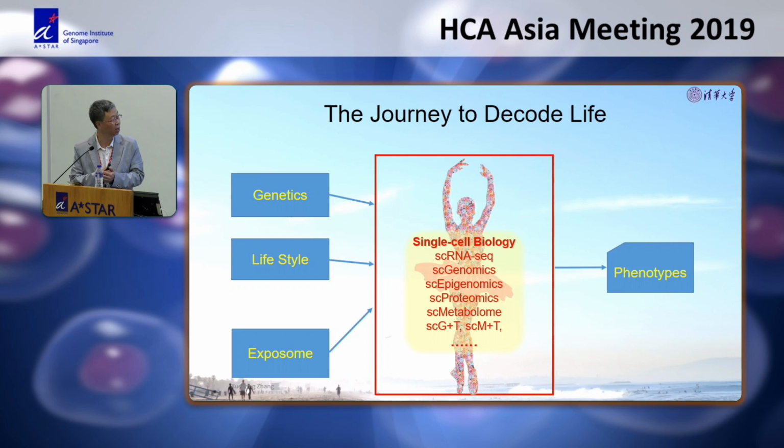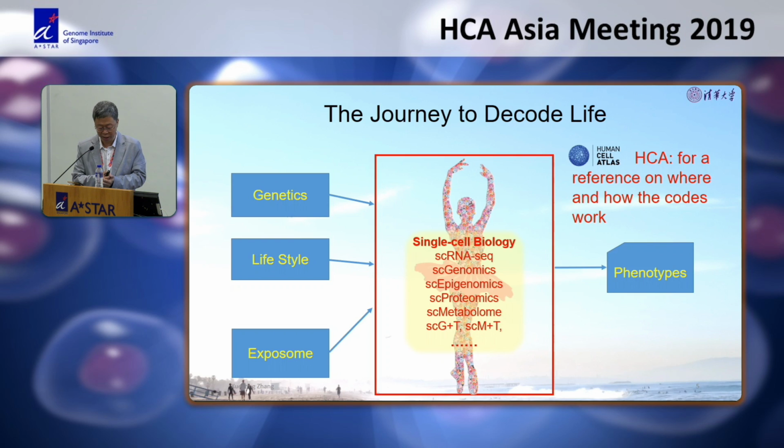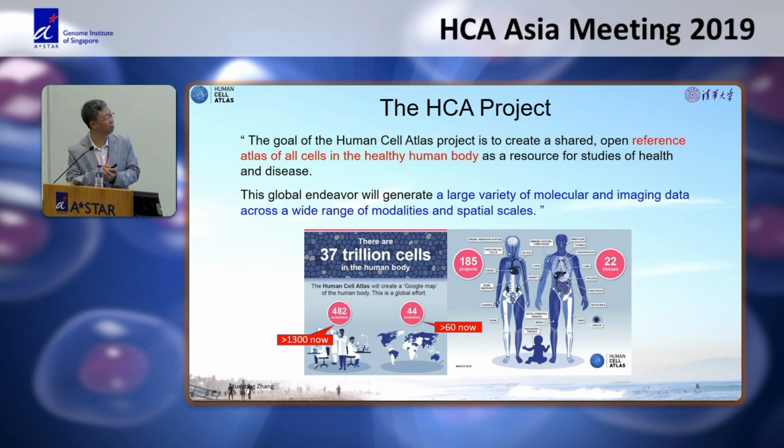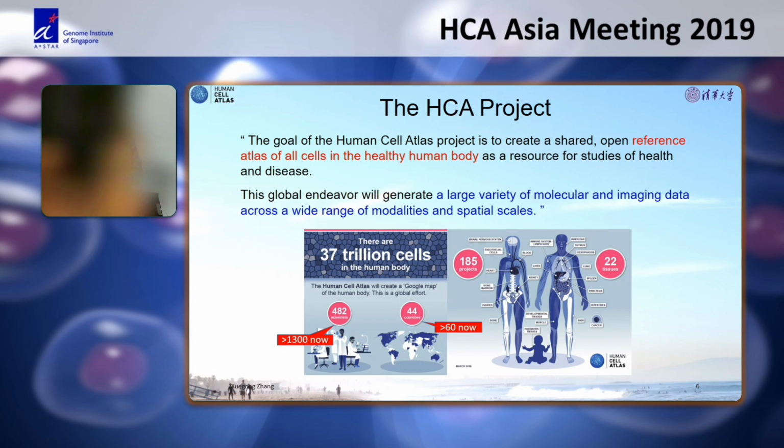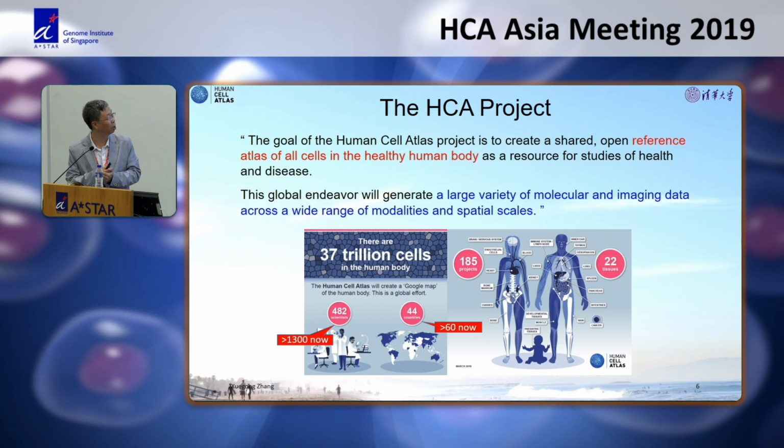And thanks to the development of advanced single-cell technologies, scientists started this HCA project. That's why we are here. The goal is to build a reference on where and how the genetic code works. This is from the white book of the HCA: it will generate a large variety of molecular and imaging data across a wide range of modalities and spatial scales.